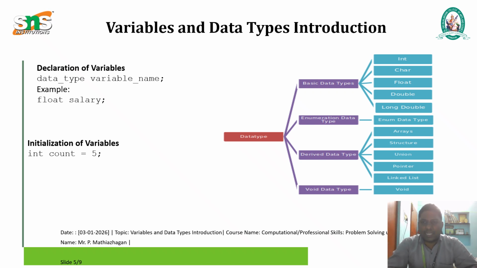The basic data types are int, character, float, and double, which are the four basic data types. The enumeration data type is enum. The derived data types are array, structure, union, pointer, and linked list. The void data type is used for void functions. This is based on the three categories of data types.